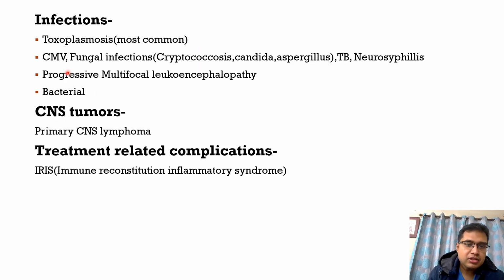Then comes infection, the most common infection being toxoplasmosis, and another important infection which is commonly asked is progressive multifocal leukoencephalopathy. Others being CMV infection, fungal infections like Cryptococcus, Candida, TB, neurosyphilis. Then the important CNS tumor that we have to remember in the HIV setting is primary CNS lymphoma. And some treatment-related complications include IRIS, that is immune reconstitution inflammatory syndrome.